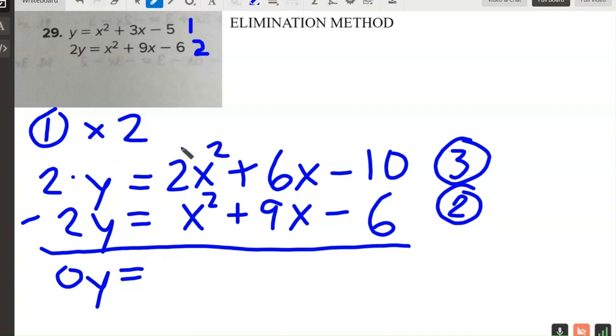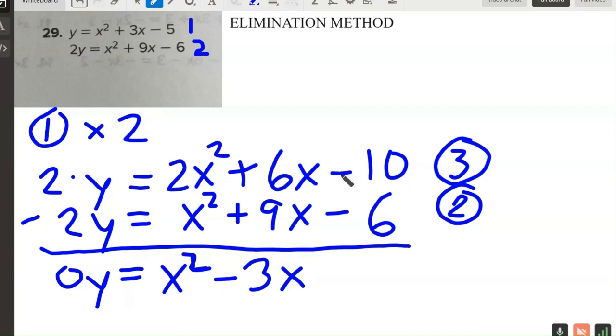Now, I alluded previously that we need to be careful on this side. What we're saying here is 2x squared minus this x squared. So we're subtracting, 2 minus 1, that's going to be 1x squared. Then we'll have a 6x minus a 9x. So we got the 6x up here, we're subtracting the 9x. That's going to be negative 3x. 6 minus 9 is a negative 3. So we have negative 3x.